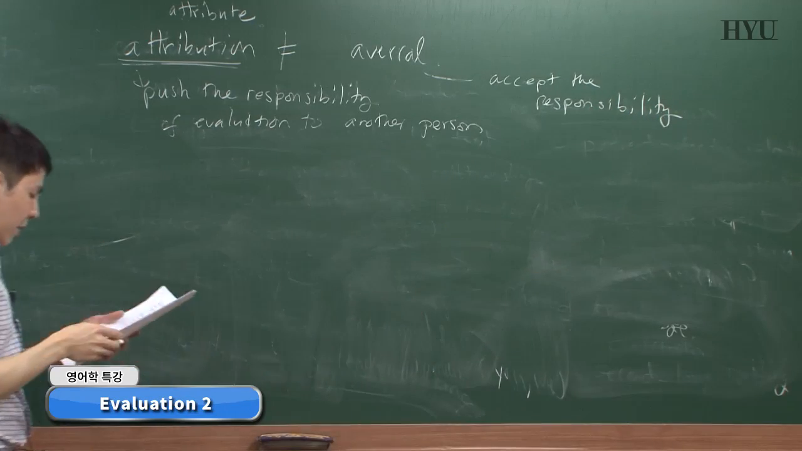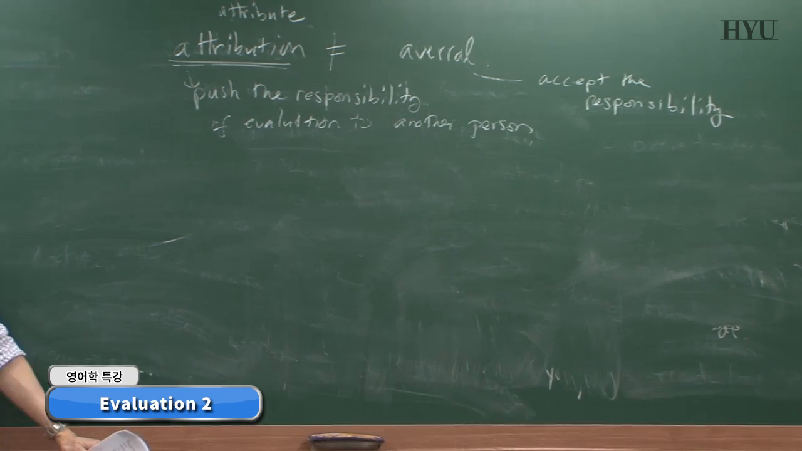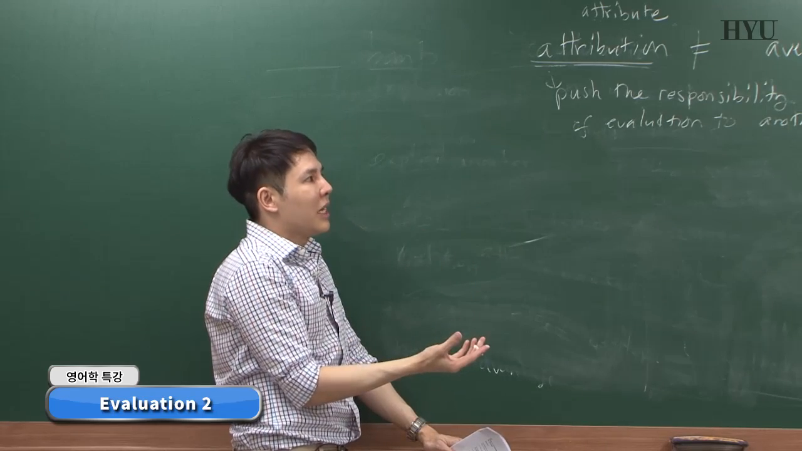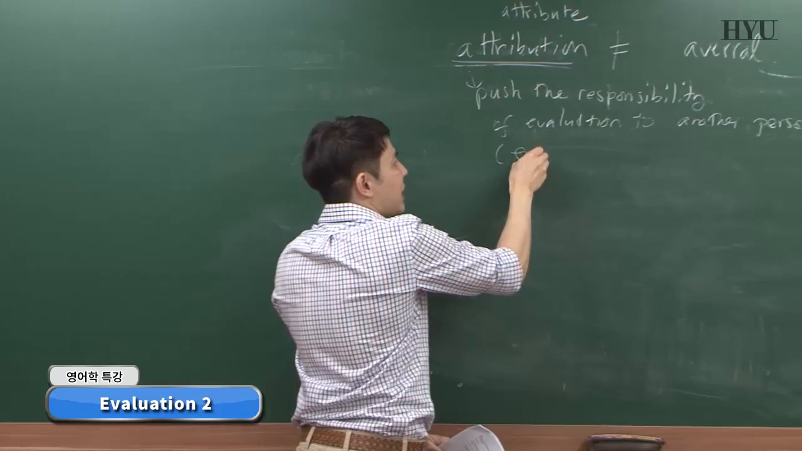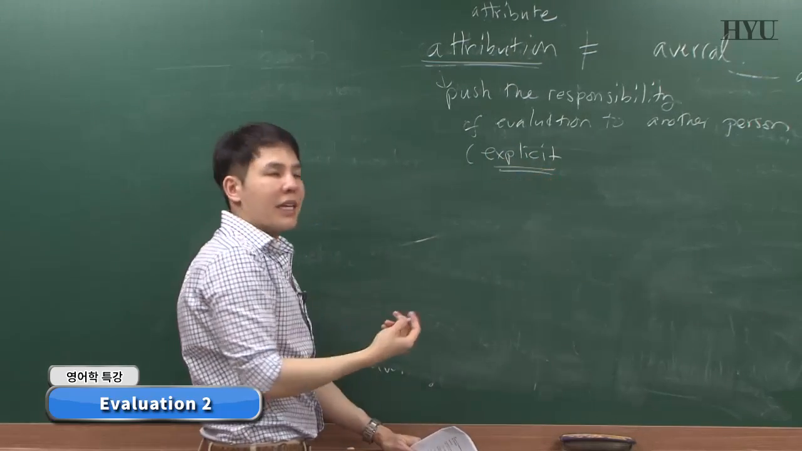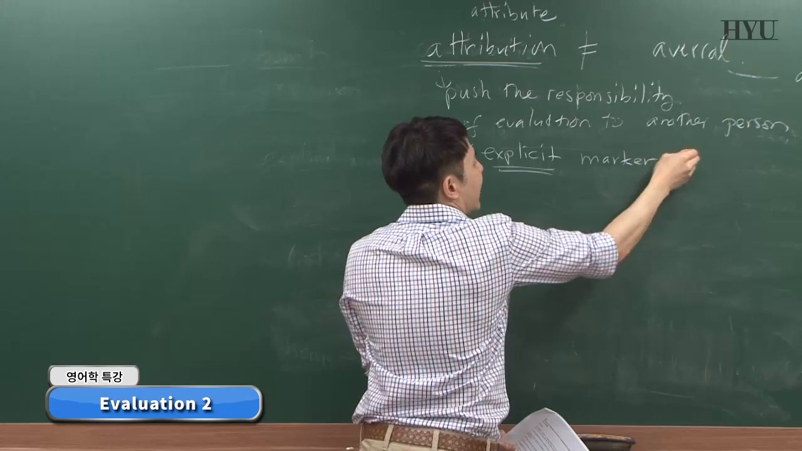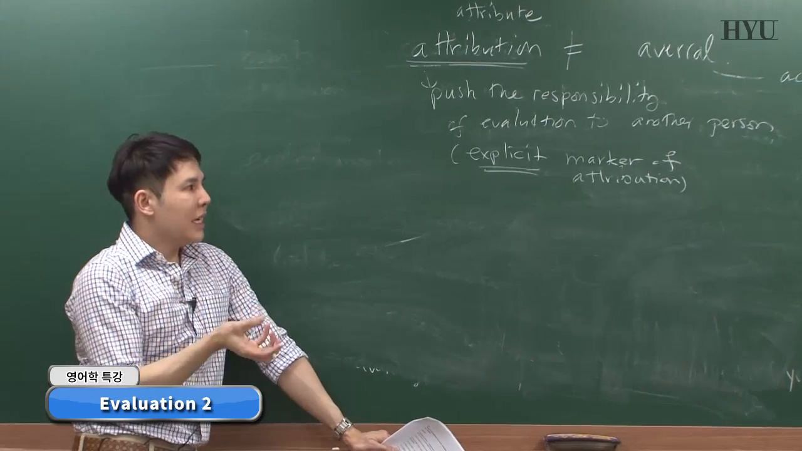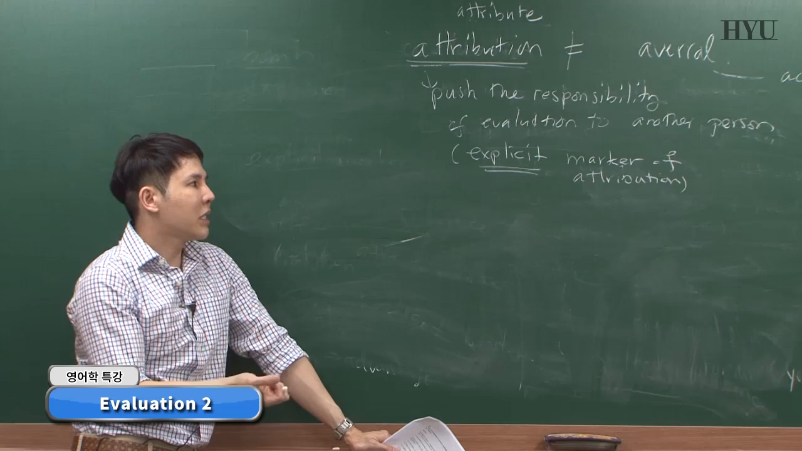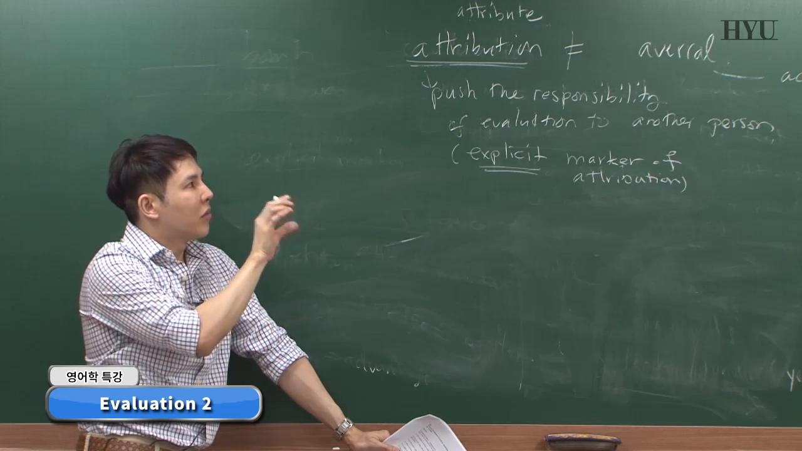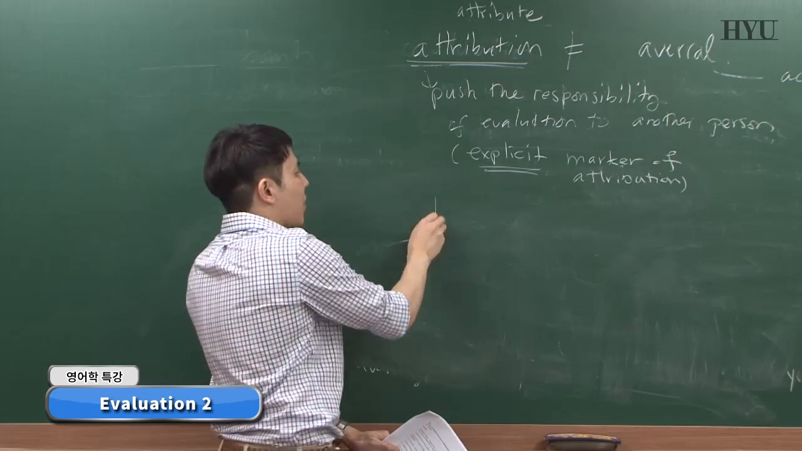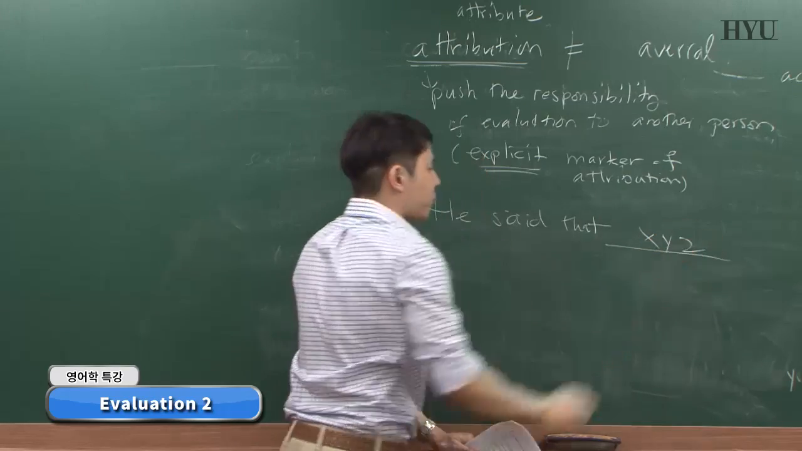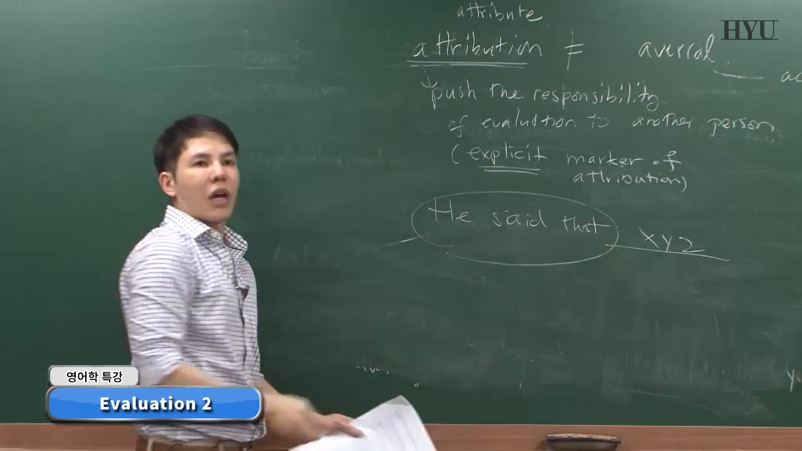So there's that distinction. The line might be clear-cut here: when you do attribution, you push the responsibility of evaluation to another person. So you will usually see an explicit marker of attribution, meaning some phrases, sentences, or expressions about pushing the responsibility. So for example, he said that, let's say XYZ. This is the attribution marker.